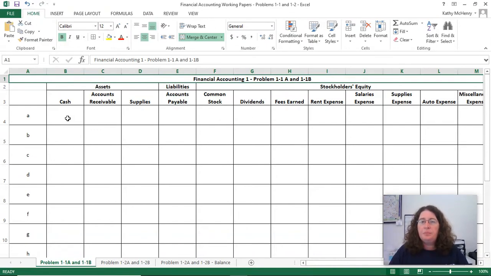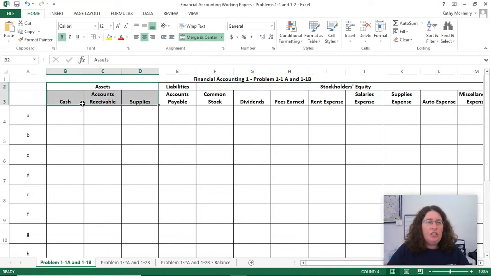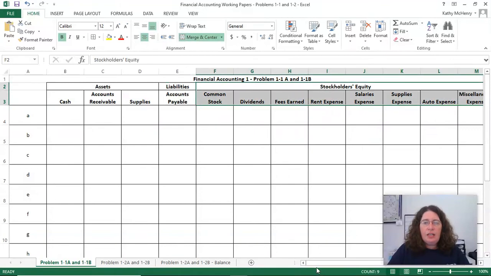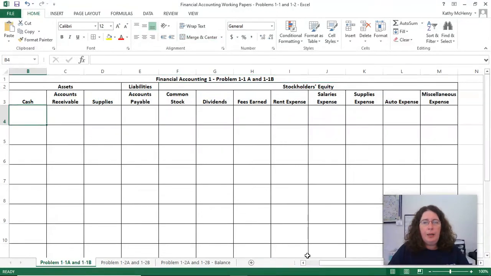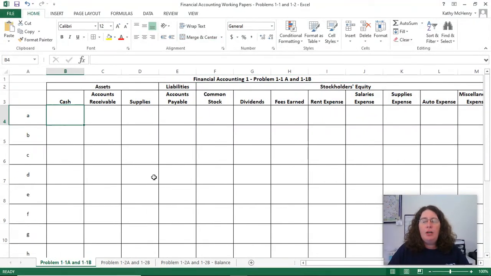Again, completely your call. So what we see here, we're learning about assets equaling liabilities plus owner's equity. So we see our assets section are these three columns: cash, accounts receivable, and supplies. Our liabilities account is accounts payable. And then the rest of these accounts, and let me scroll over here, are all stockholders' equity accounts: our common stock, dividends, fees earned, and then all of our expenses. Now our equation, assets equals liabilities plus stockholders' equity, always has to be in balance. So that's something to keep in mind, that we always have to keep this equation completely in balance.